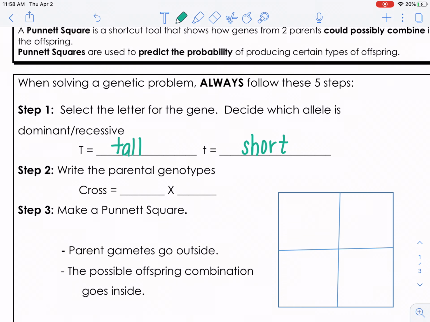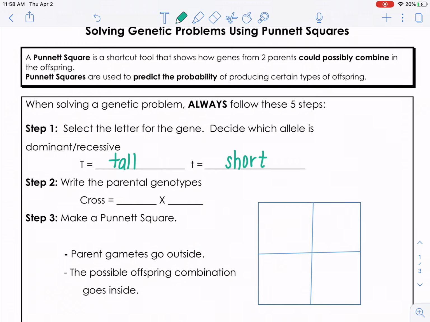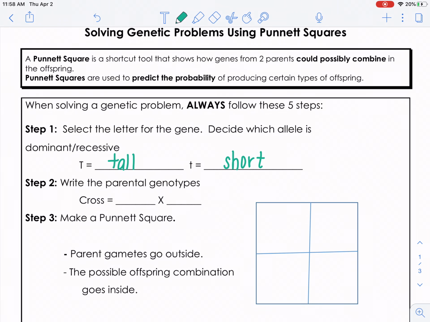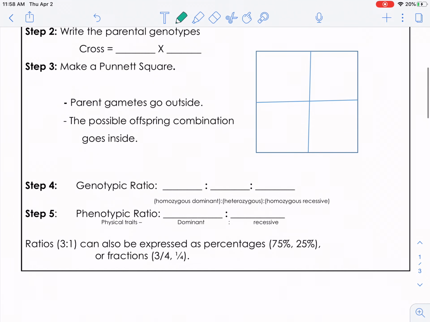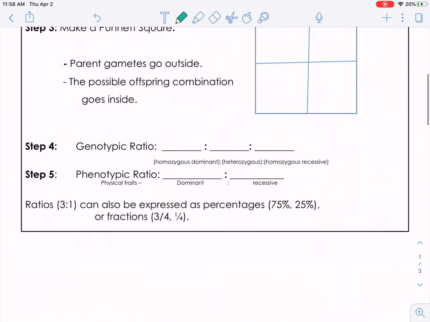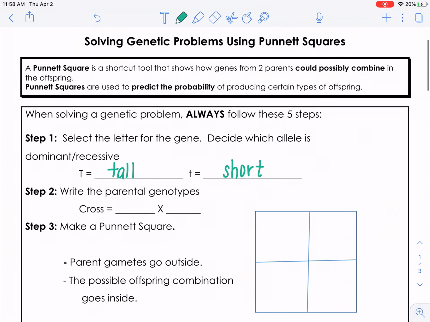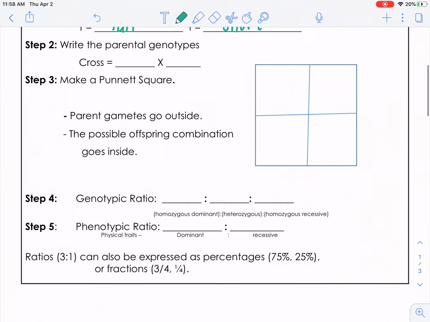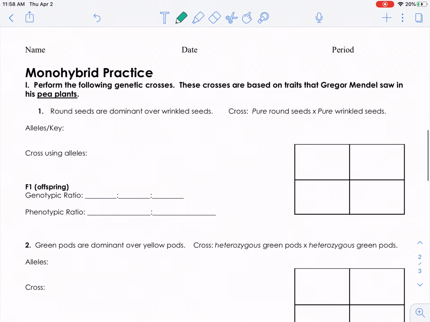Parental genotypes. It does not matter what we're writing in this case because it's just going to tell you to figure out the parents, make the Punnett square, get the ratios, and so on. So, number 1. Again, this was just a sample of how you're going to follow those instructions. You follow all 5 steps for every single one. So here's where we start.